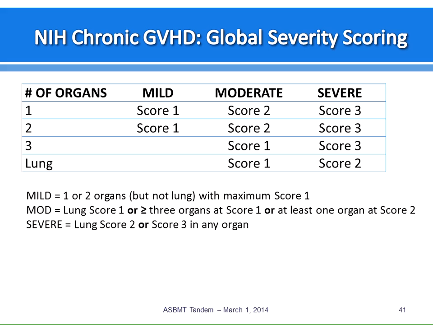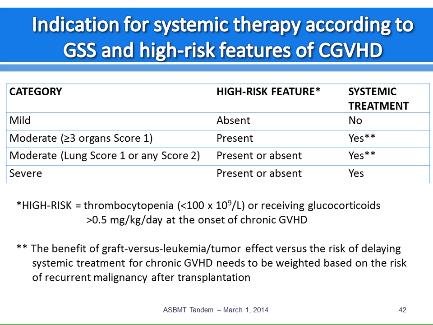Okay, so I think this is the last slide, but once you've got the individual organ scoring, you combine these to get a global severity score, and that's relevant because that's the thing that relates to prognosis. A mild overall organ score would be a score of no more than 1 in up to 2 organs. A moderate overall score is a score of 1 in 3 or more organs, or mild lung involvement. And so again, you cannot have a mild overall score if you've got any lung involvement. And then severe scoring is any organ that scores a 3, or if there's lung involvement of a 2. And then you can use that.